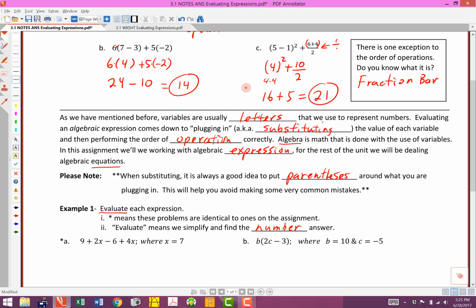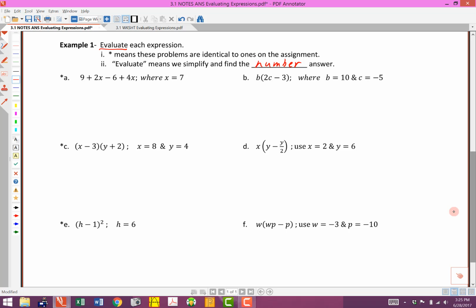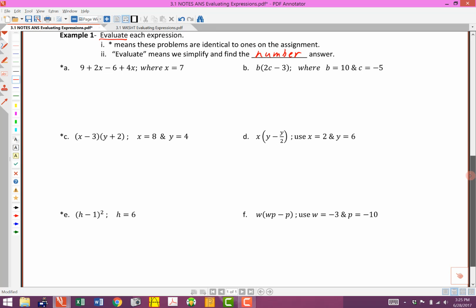We got a number answer. What we were doing is we were evaluating there. And the other thing I'd like you to remember is if you see an asterisk by some of these problems, that means they're very similar. And some of them are actually identical to ones that you'll see on your assignment. So make sure you pay attention to those.